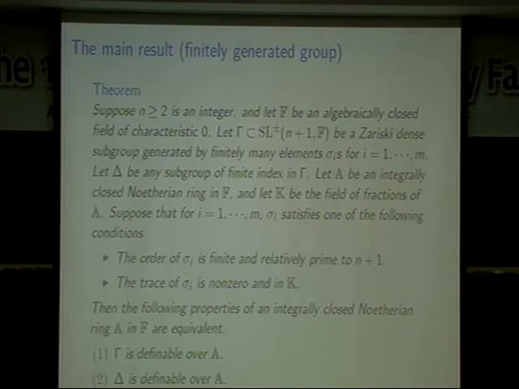The order of sigma i is finite and relatively prime to n plus 1. Or the trace of this sigma i is non-zero in K, where K is the field of fractions of A. Then the following properties of an integrally closed Noetherian ring A in F are equivalent: gamma is definable over A, and delta is definable over A. Unfortunately, we don't have anything other than this.